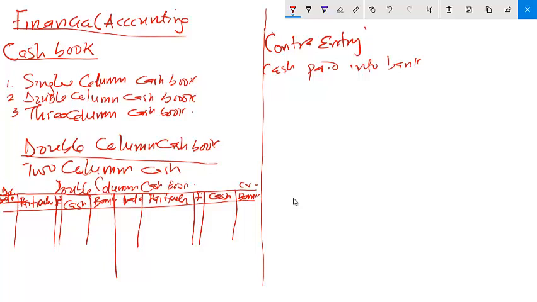And how do we do it? Since the cash is moving from the cash till to the bank, what we are going to do is debit the bank account.